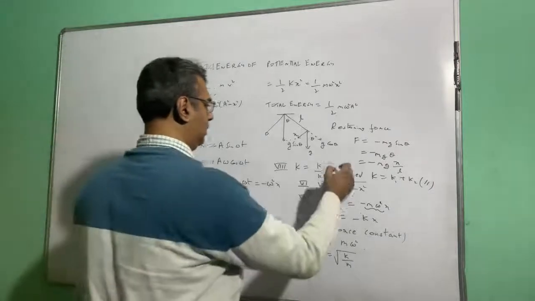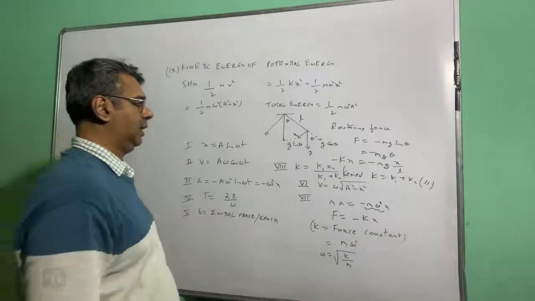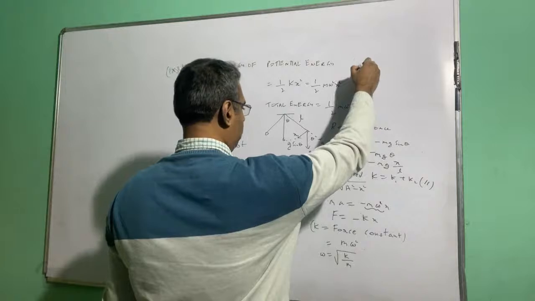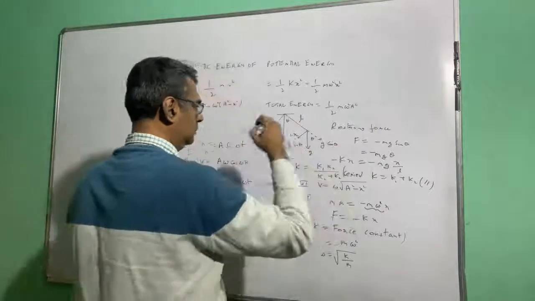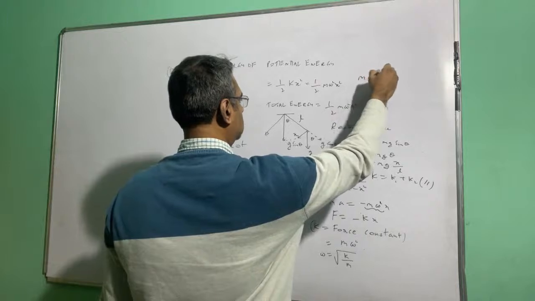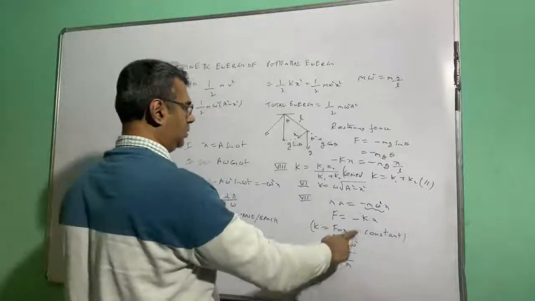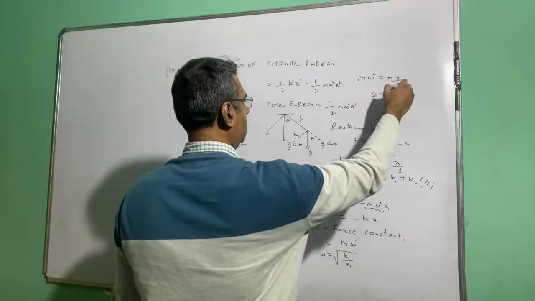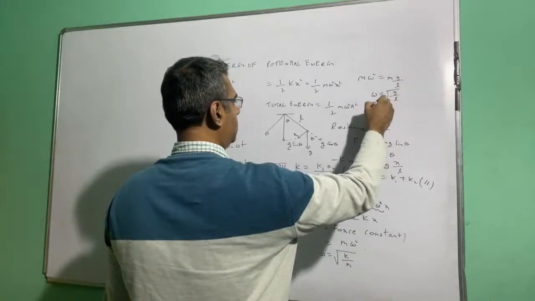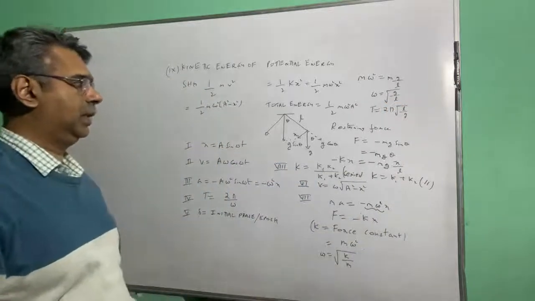But you are also aware that for simple harmonic motion the force is minus kx. So minus kx is minus mg into x by L. So ultimately what will happen? That k is m omega square. So m omega square is m into g by L. So omega is root over g by L. So time period is 2 pi root L by g.